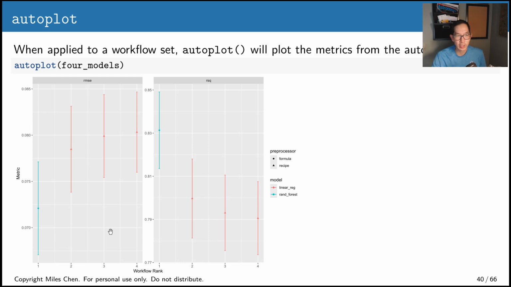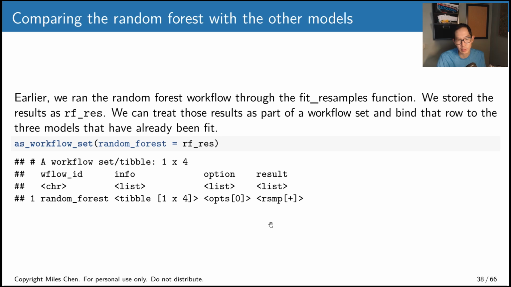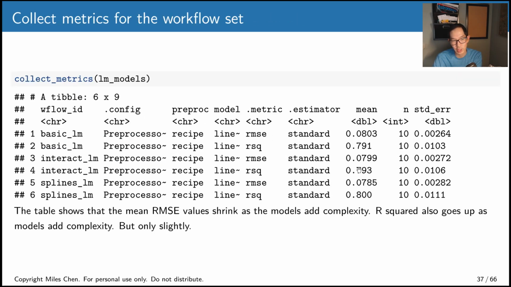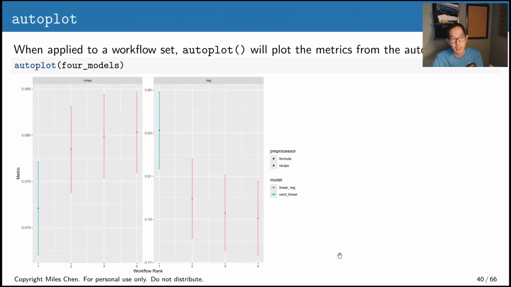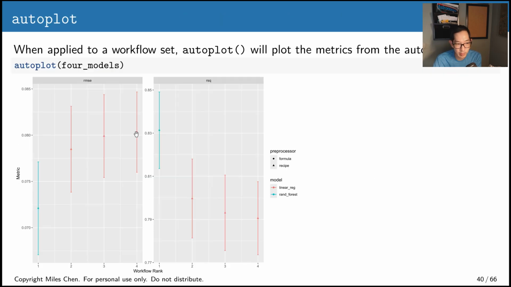All right, so what do I want to do now? One of the things is you can call autoplot, and what that will do is look through the results here. Within those results, we have the metrics, and we've collected those metrics, and it will produce a plot. So here we have a plot for RMSE, and if I go back here, we have 0.0803, 0.0799, and 0.0785, and those get plotted right here.